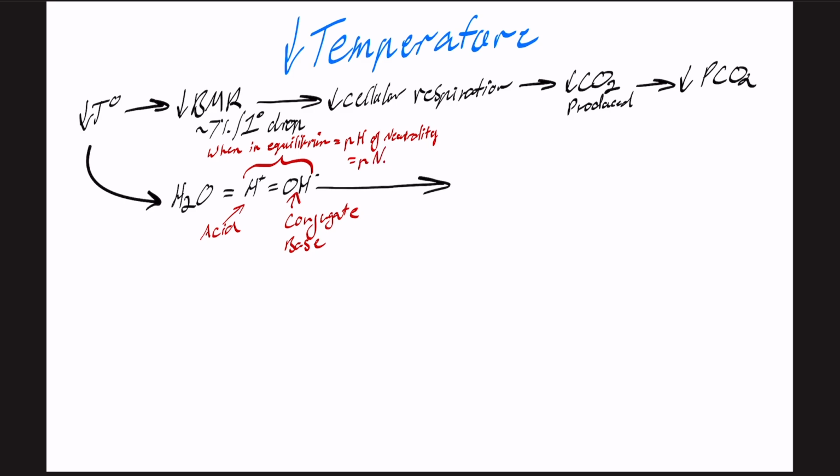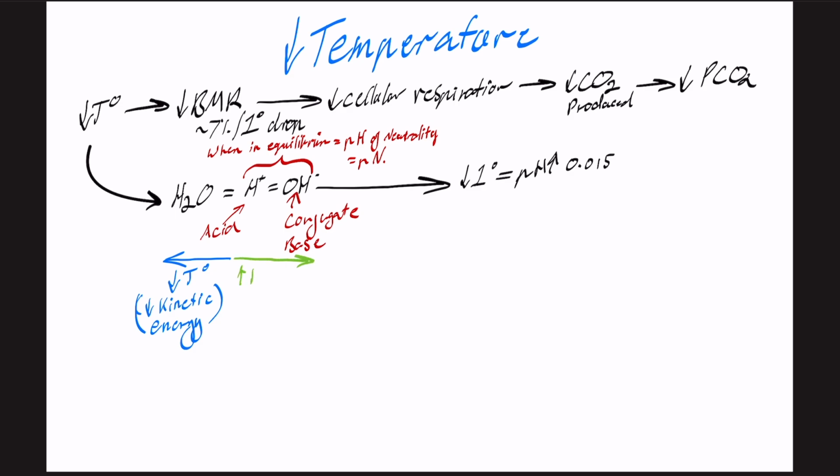Now, through complex equations, we can actually calculate that for every 1 degree drop in temperature, your pH will rise by about 0.015. Now, this is because as temperature drops, there's less kinetic energy within, for example, water molecules. So it'll stay more as a water molecule, H2O, rather than dissociating and giving you hydrogen and its conjugate base, which would make the solution more acidic.